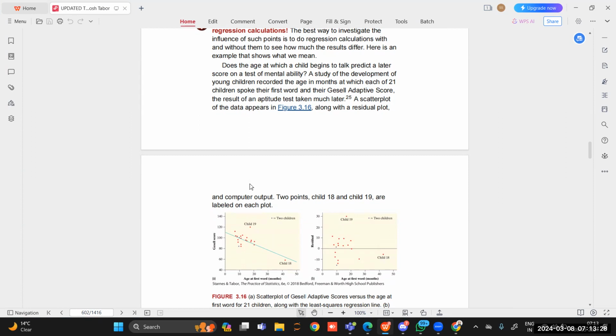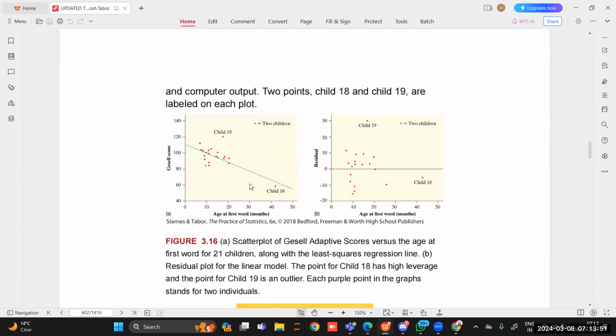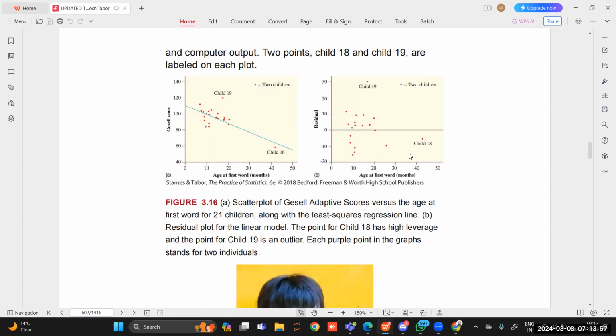Does the age at which a child begins to talk predict a later score on a test of mental ability? A study of the development of young children recorded the age in months at which each of 21 children spoke their first word and their Gesell Adaptive score, the result of an aptitude test taken much later. The scatter plot of the data appears along with a residual plot. What he has given is a scatter plot as well as a residual plot.